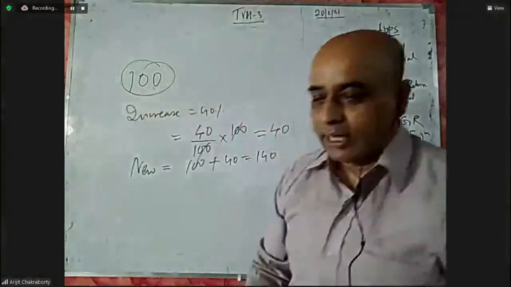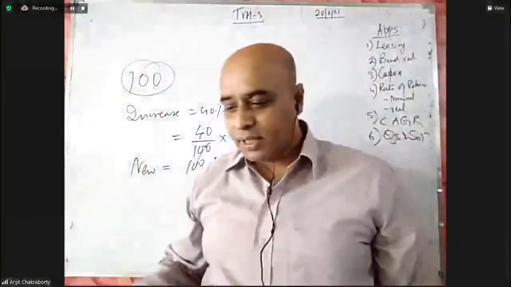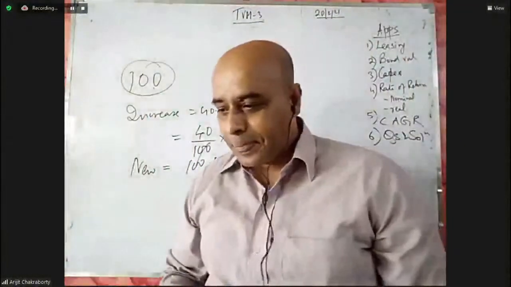Pooja Kumari from Delhi also, how you got 140%. I think, Pooja, you are clear now. I hope it's clear. Right.